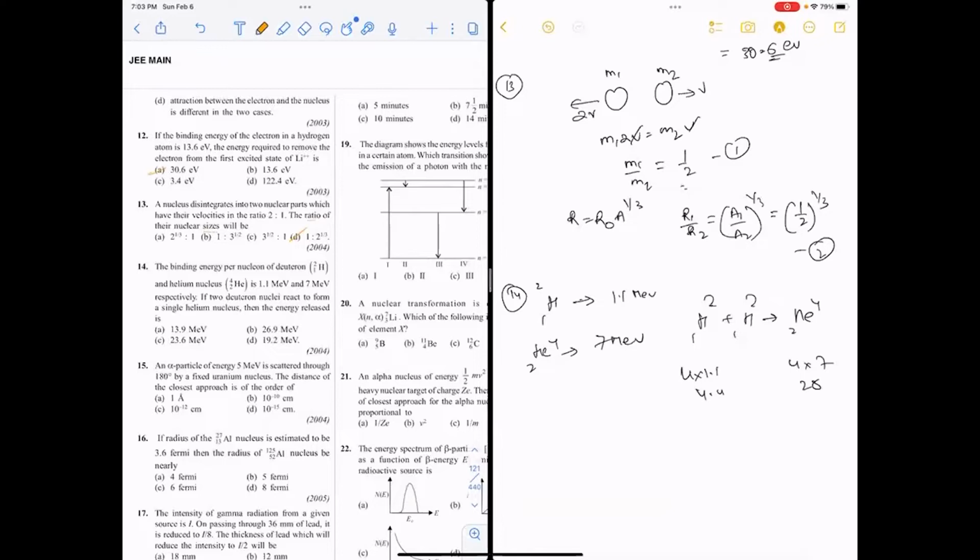What is the difference? What is the difference? Right? 23, right? So the difference is 23.6 MeV, mega electron volt.